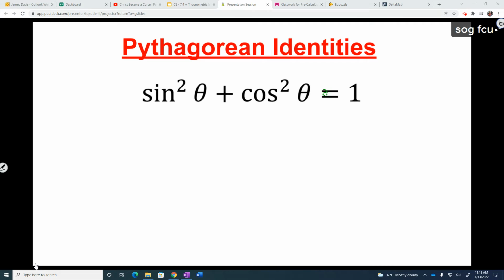Alright, so this is our first one. There are actually 3 Pythagorean identities you're going to write down. This is probably the most important one that you'll use the most: sine squared plus cosine squared is 1. You might remember it now, remembering that joke, right?